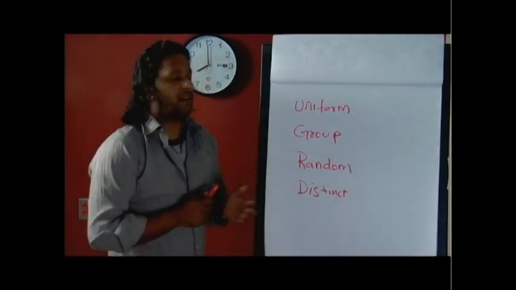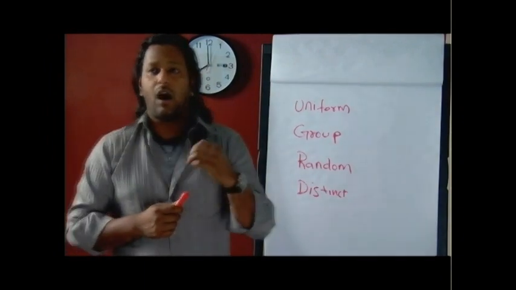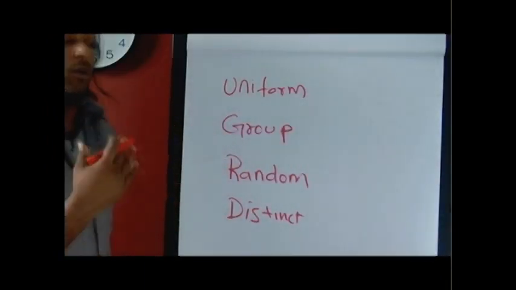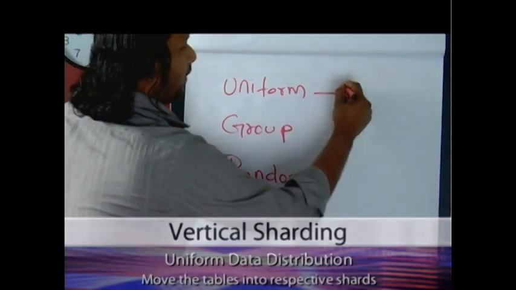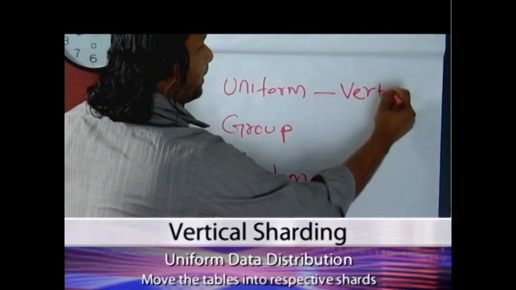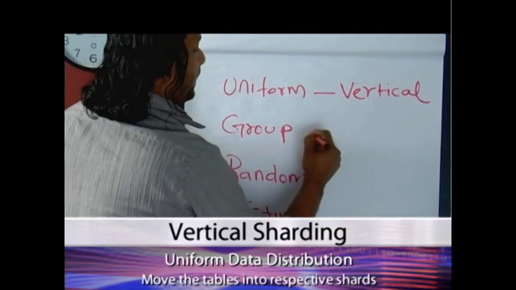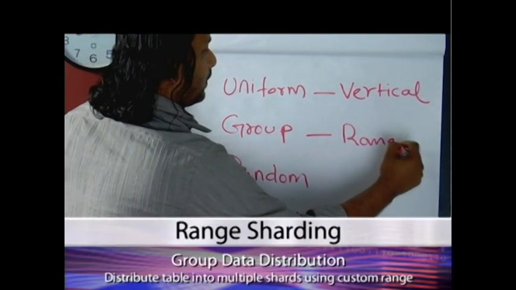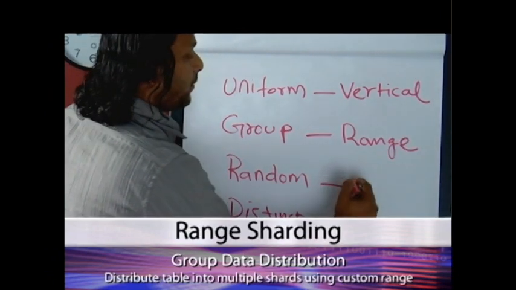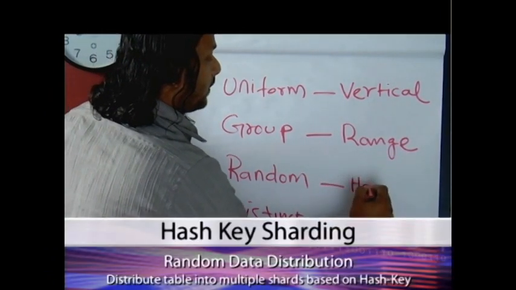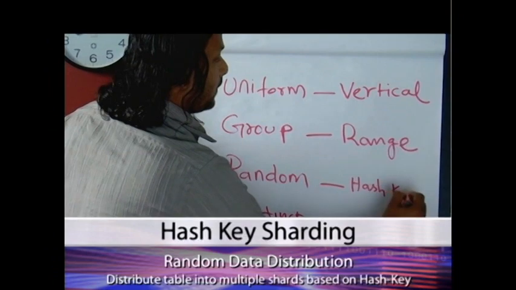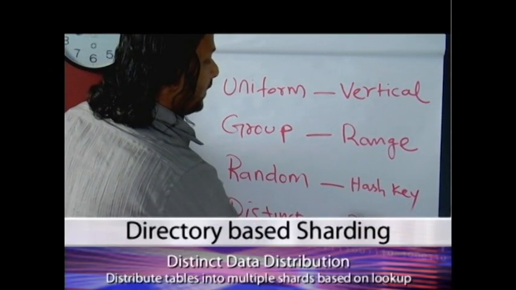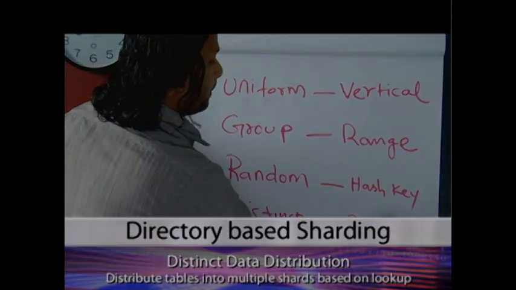So let's take these data sets and talk about how we map them to a sharding technique. Going forward, this is called vertical. This is basically called range. For random, I'm going to call it key based, hash key based. And this is basically a directory lookup kind of thing.